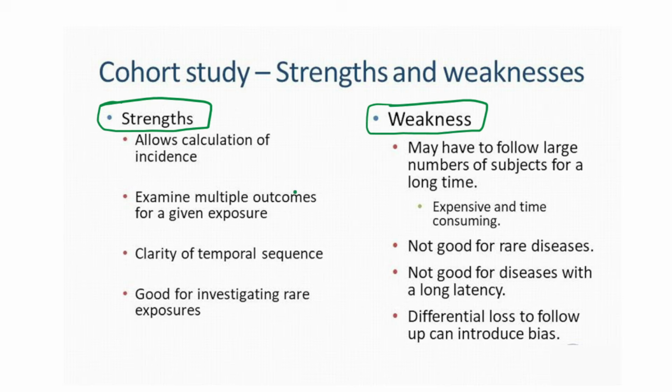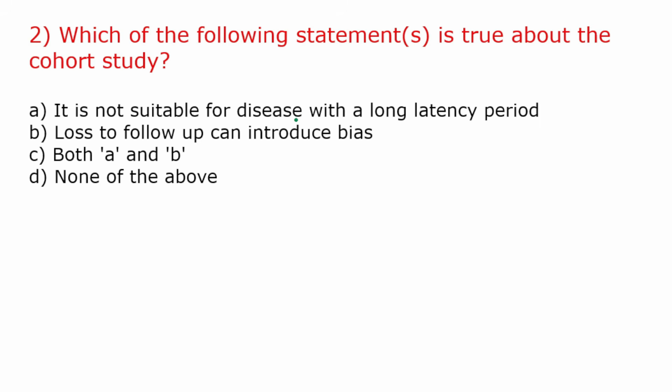Coming to our answer, in our question, the options they gave were that cohort study is not good for diseases with a long latency period. This was the option. And also differential loss to follow up can introduce bias. Even this was given as an option. Now see over here. It is not suitable for diseases with a long latency period and loss to follow up can introduce bias. So we have taken both A and B as the correct statements pertaining to the cohort study because both of these statements are actually the weaknesses of cohort study, but they are true statements.